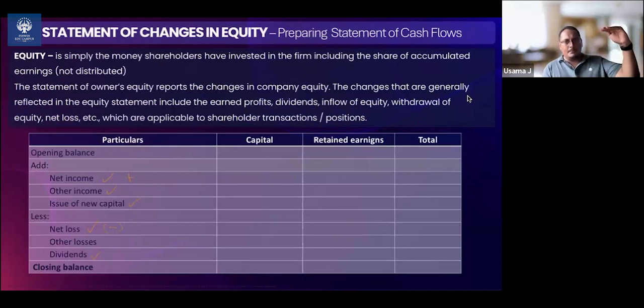It is for these reasons that our equity will change. Either you earn profits, which means your equity will go up, or you have incurred losses, therefore your equity will come down, or you have issued new shares, your equity will go up, or you have declared dividends, your equity will come down. So that is how and why you would see the changes in equity taking place.